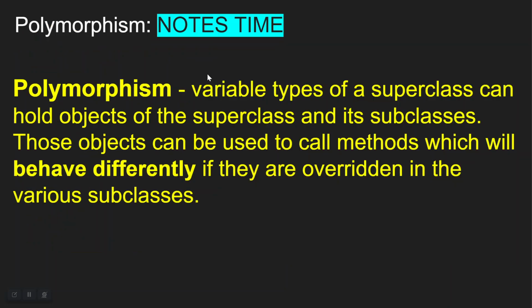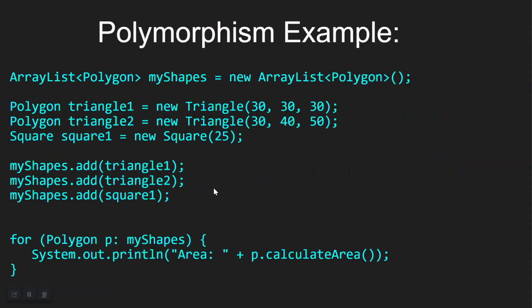So what is polymorphism? Variable types of a superclass can hold objects of the superclass as well as its subclasses. Those objects can be used to call methods which will behave differently if they are overridden in the various subclasses. And this whole idea that you can have each of the subclasses behave differently, even though you're calling the exact same method, that's one of the advantages of polymorphism. So let's go ahead and look at an example here and start to work through how this would work.